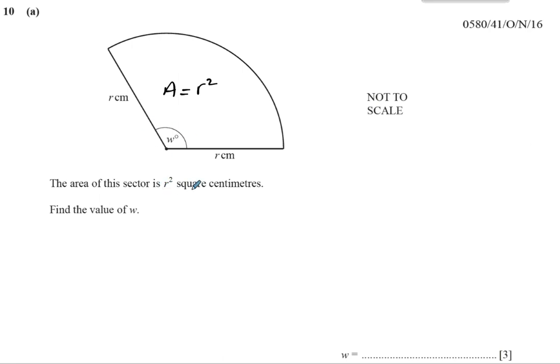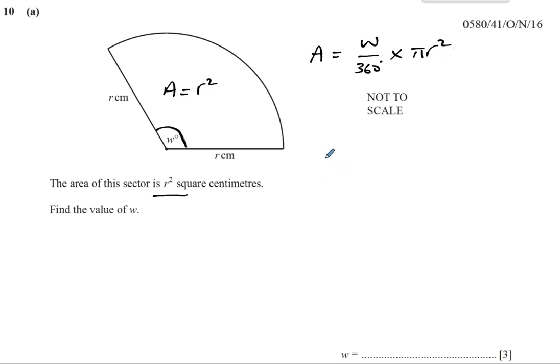Now, of course, we should know that the area of a sector is related somehow to the area of a circle, given by pi r squared. But it's not the whole of the circle, it's a fraction of the circle, and the fraction of the whole circle that we need is the same fraction as the angle of the sector makes with the whole circle. So the fraction is the angle, which in this case is w, over 360. So we know that w over 360 degrees times pi r squared will give us the area of the sector, which they've told us is r squared.